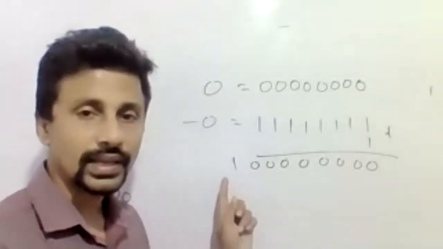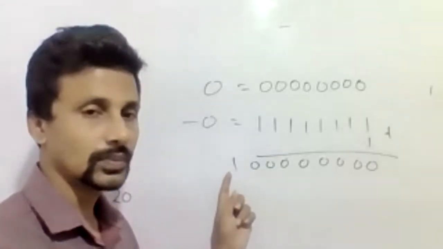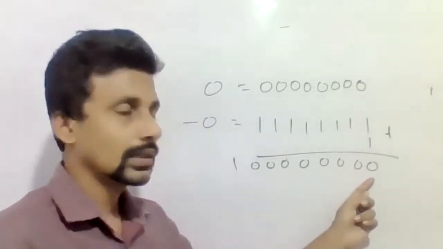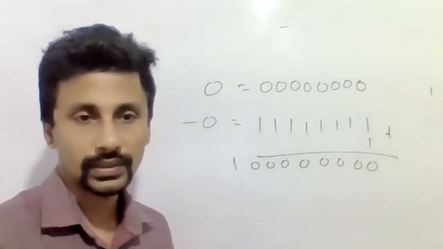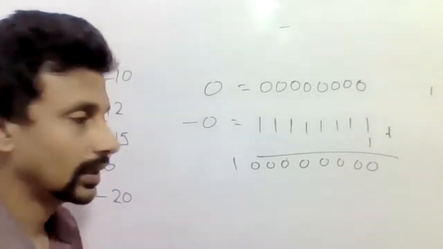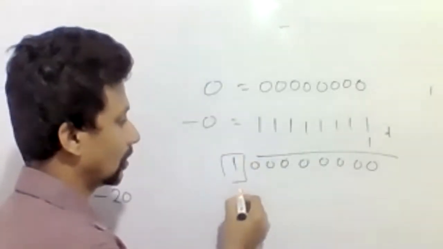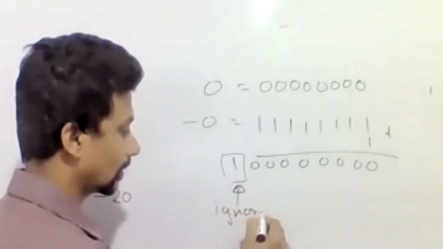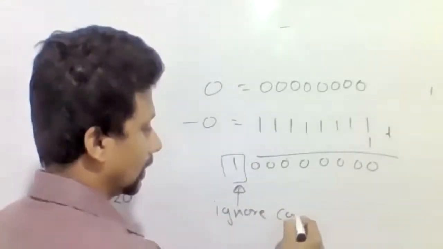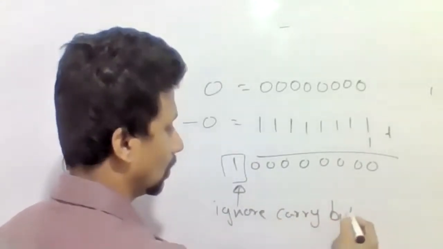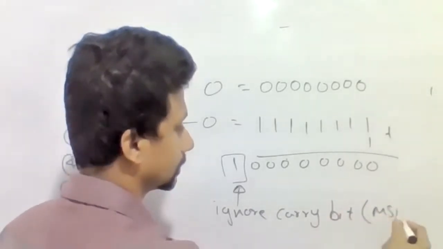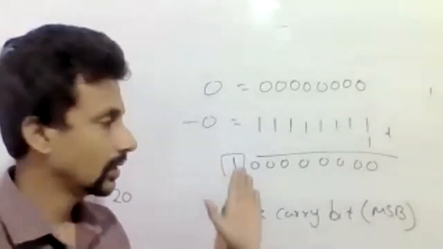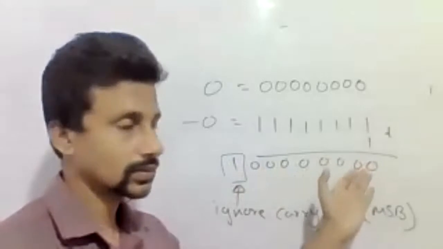Now in ones complement, as we discussed that day, if you get this 9th bit, you have to take it here to the LSB and add. That is in ones complement. But in twos complement, if you get a 9th bit, you just ignore it, and you have to write "ignore carry bit or most significant bit". So after ignoring, you will get all zeros.